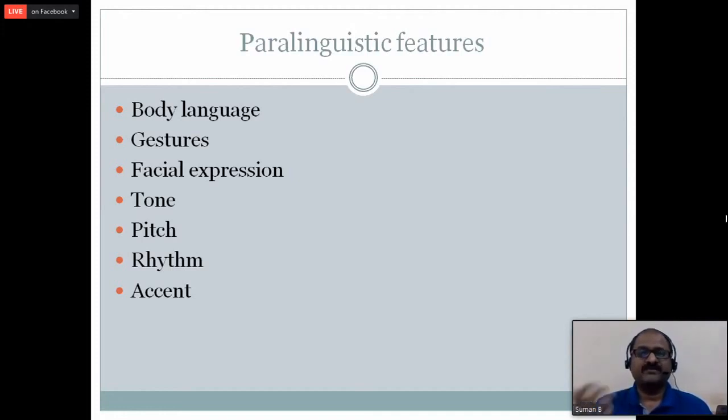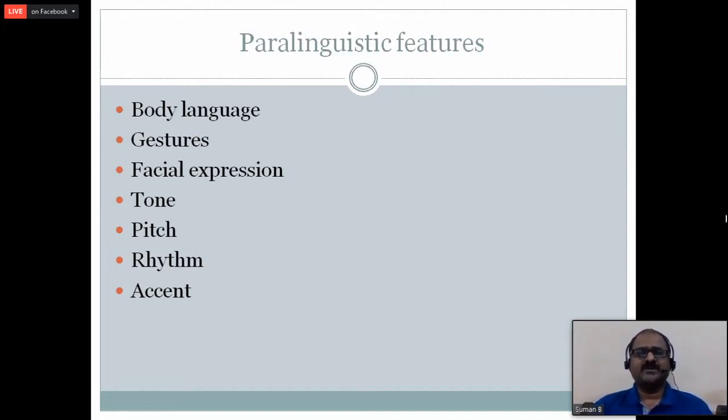If you remember, when we talked about the difference between speech and writing, we talked about this. There are many features that help in spoken language apart from the language when we are communicating. So what are these important things? These are things like body language, gestures, facial expression, tone, pitch, rhythm, accent, etc. Body language, in fact, is a very generic term.